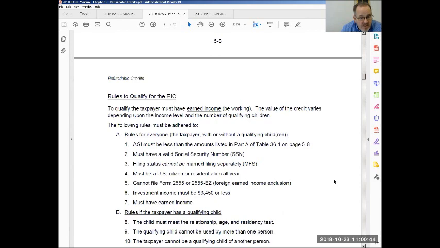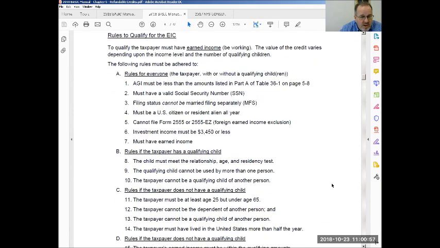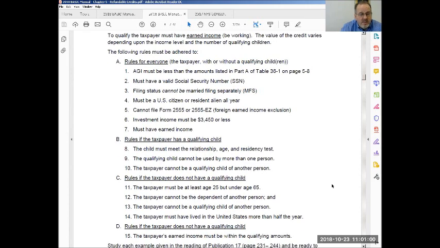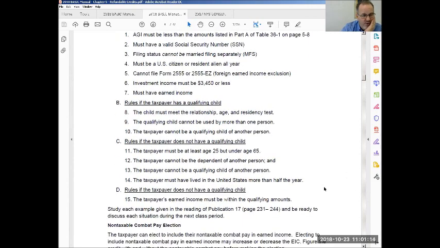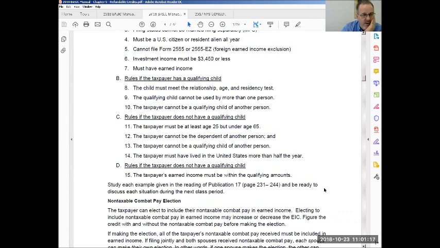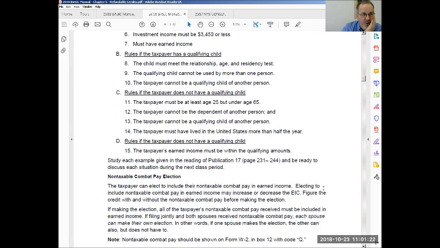Must be a U.S. citizen, cannot file a Form 2555, which is foreign income. As we talked about, investment income must be less than $3,450, and you must have earned income. I don't know how many times this is going to be in here. Again, if grandma and grandpa are over the age of 65 and they're claiming grandkids, they don't get the earned income credit either. How about if they're still working once they're 65? Yep, once you're 65, nothing there.